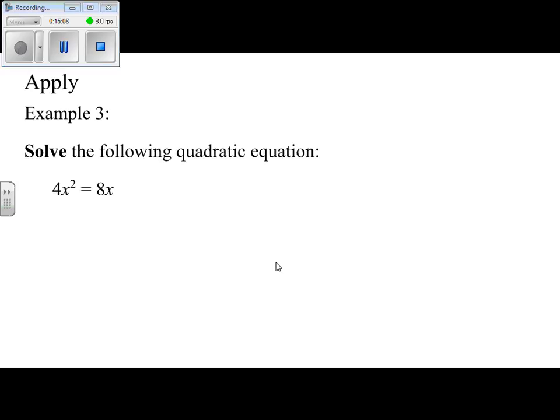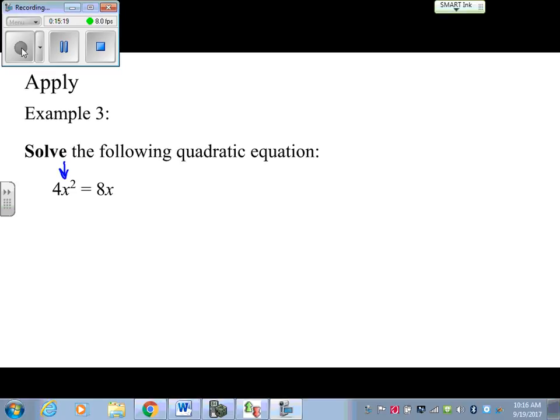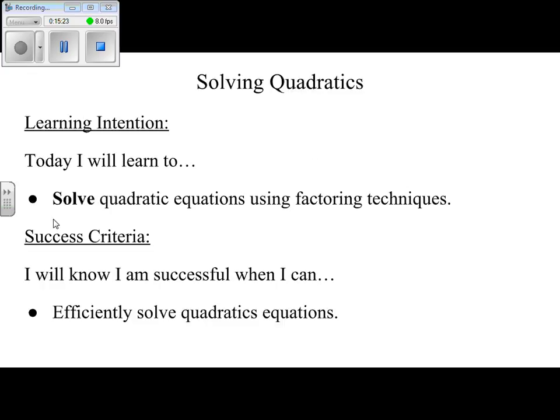For our very last example, this one looks really short. It barely even looks like a quadratic, but you will notice it does have an x squared, even though it is not set equal to 0. So I'm just going to follow my steps and get everything to one side. So my 4x squared is already fine. I'm going to bring that down.